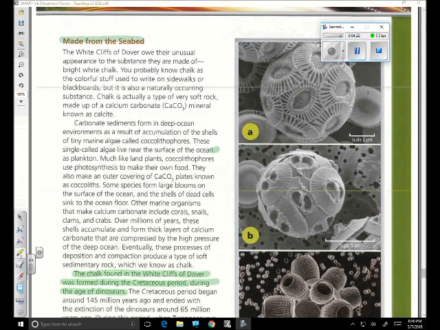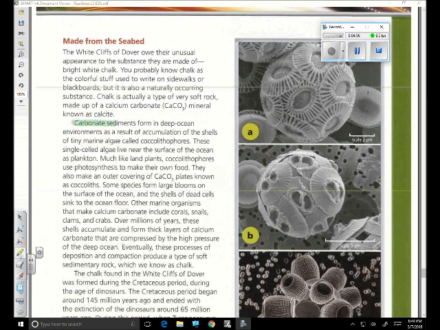Made from the seabed. The White Cliffs of Dover owe their unusual appearance to the substance they are made of, bright white chalk. You probably know chalk as the colorful stuff used to write on sidewalks or blackboards, but it is also a naturally occurring substance. Chalk is actually a type of very soft rock made up of calcium carbonate mineral known as calcite. So that paragraph is telling us that these cliffs are made of chalk.